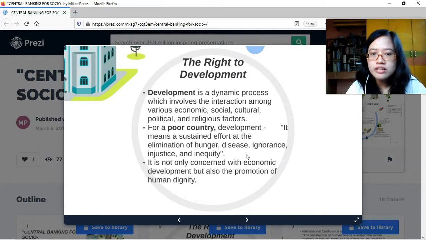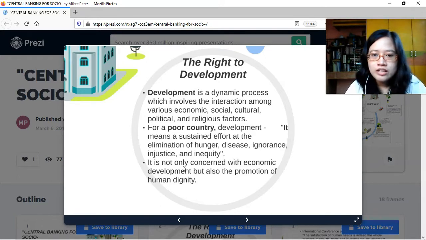So we're trying to eliminate ignorance, injustice, and inequality by providing quality education to our people so that they are aware of what's going on. They could make proper observations, proper opinions, and proper decisions in their daily lives, so that they would not be duped by fake news. They would not be deceived by false information and whatnot, so that they could think for themselves and decide on what's best for them.